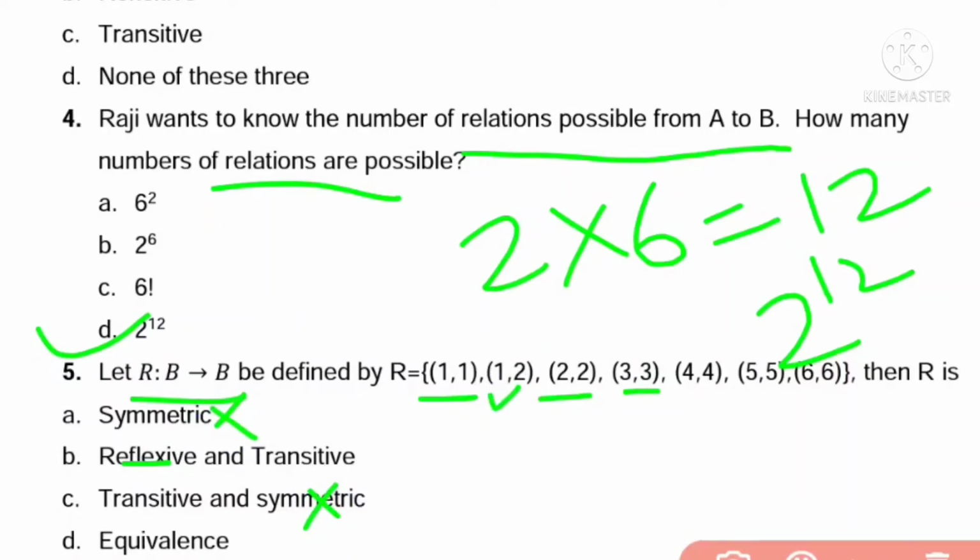Symmetric not, means the first answer is also not. If we have checked these first two, and (1,1) and (1,2), means we have (1,2) again present, means it is transitive. So this answer is B, reflexive and transitive.